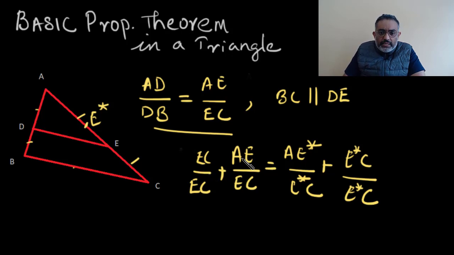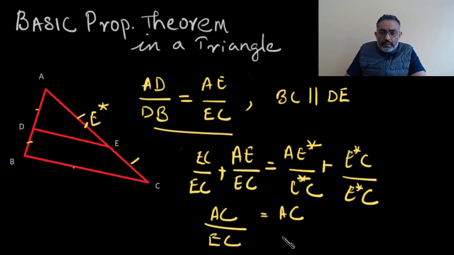Now, this becomes AE plus EC, so the numerator is going to become AC. And over here, AE star and E star C is also going to become AC. So what is left at the bottom? EC and E star C. Now numerators are equal, therefore EC must be equal to E star C, and therefore E and E star are always going to be the same. That means that if they are proportional, these two lines are going to run in parallel.